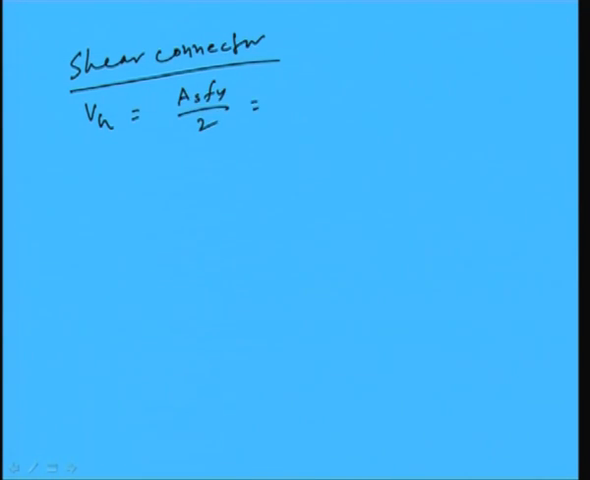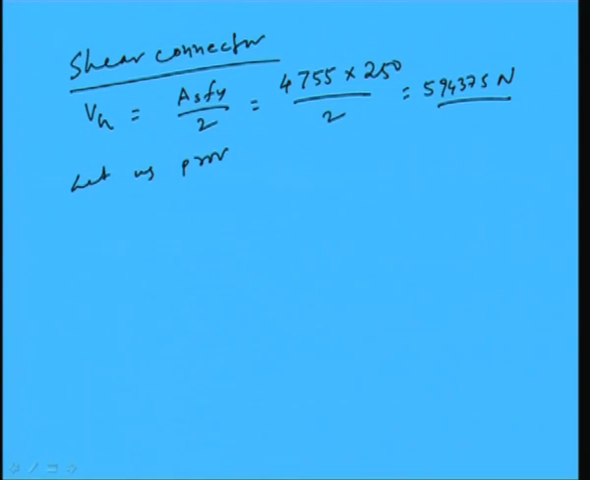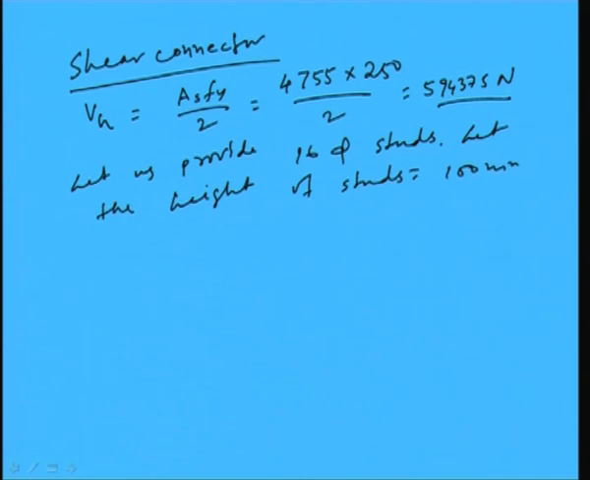So, now what we will do? Now the shear connector. As you know, VH will become As Fy by 2. The area was given 4755 and Fy is 250 we are using. So, this is becoming 594375 Newton. Now, let us provide 16 mm diameter studs, and let the height of studs be equal to 100 mm. Let us use these two.